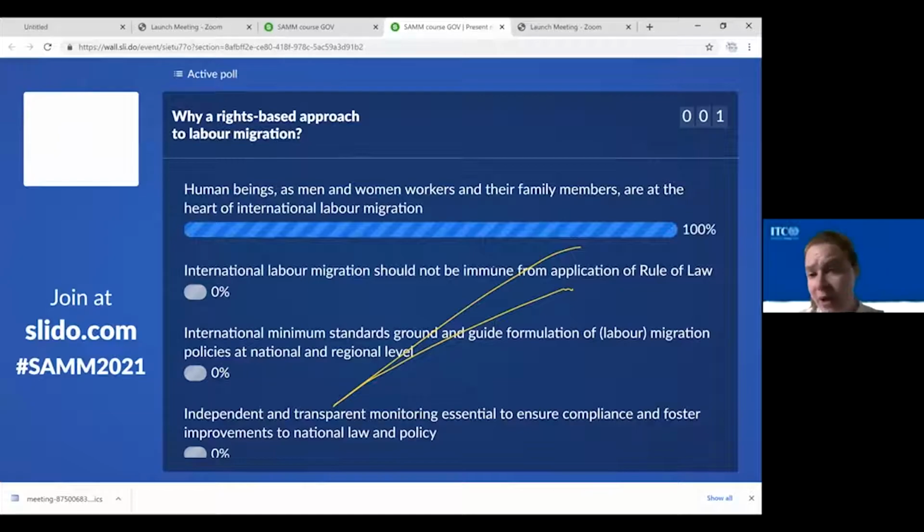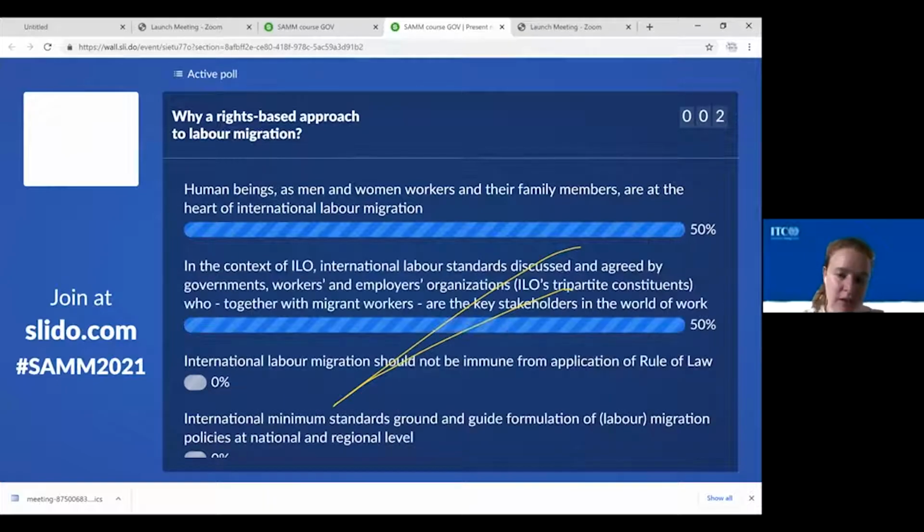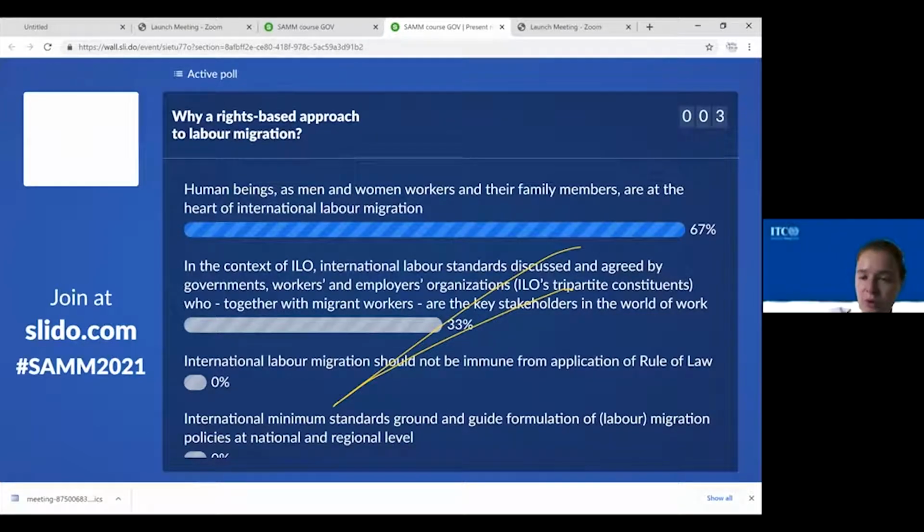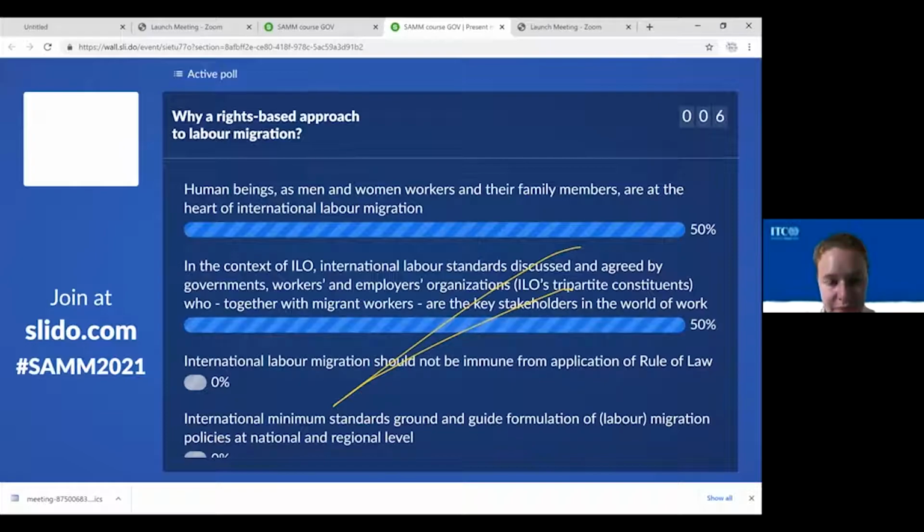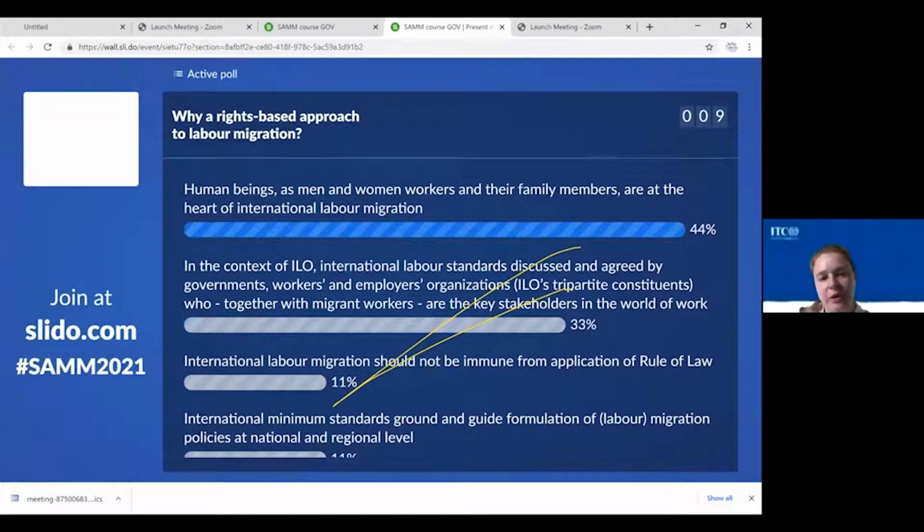There is no right and wrong answer to the question, but it would be interesting to know from you, if you have to pick one, which would be the reason? Is it because human beings, as men and women migrant workers and their family members, are at the heart of international labor migration? That is one of the reasons. Because we can also agree that the international labor standards are discussed and agreed by government, workers, and employer organizations, who, together with migrant workers, are the stakeholders in the world of work, and that labor migration is an issue of the world of work.